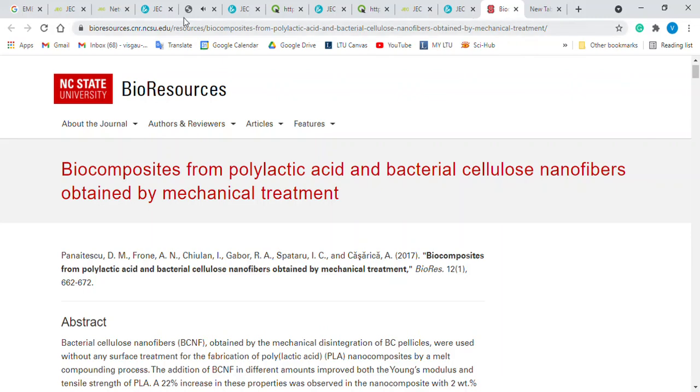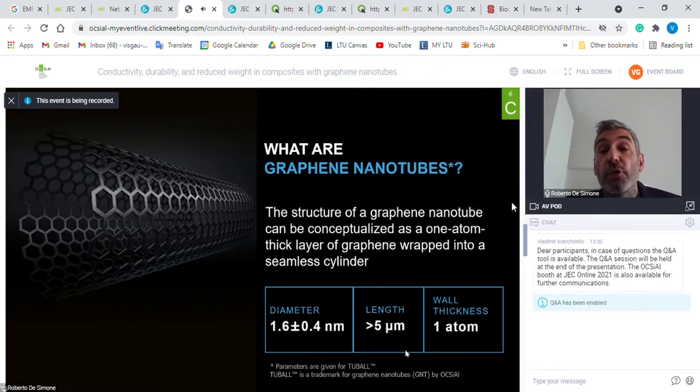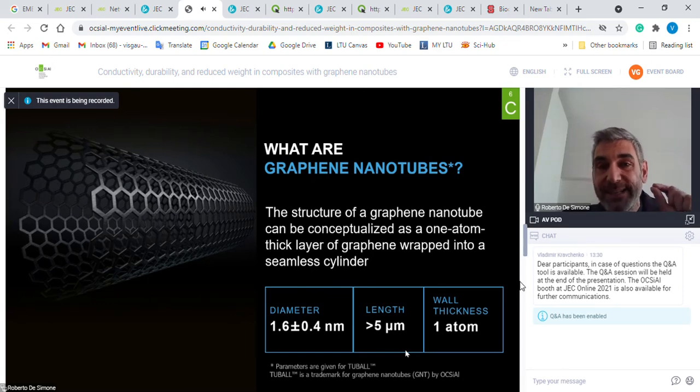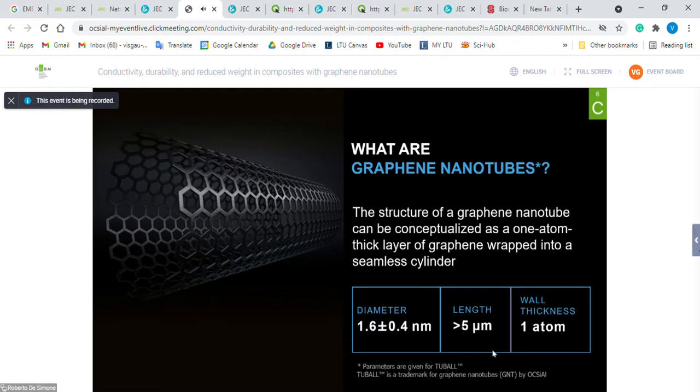Inner diameter is more or less 1.6 nanometer plus minus 0.4. So the nano size of the tubes is just the inner diameter, more than the length.